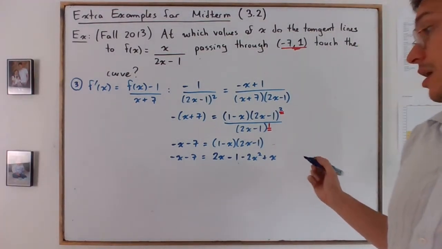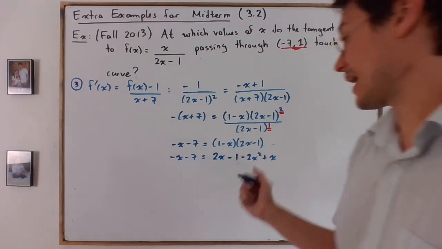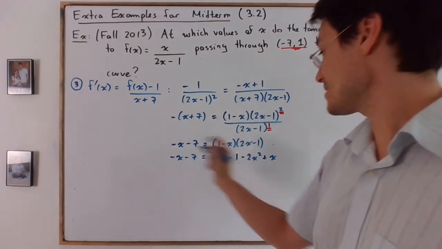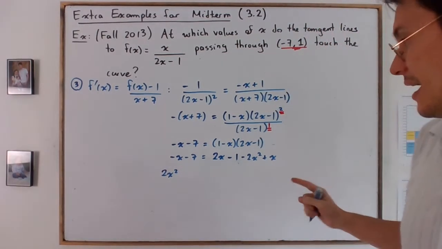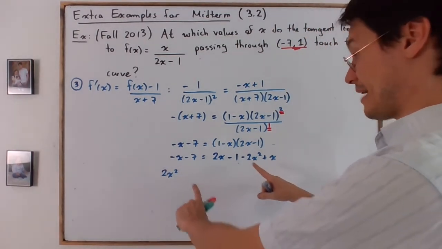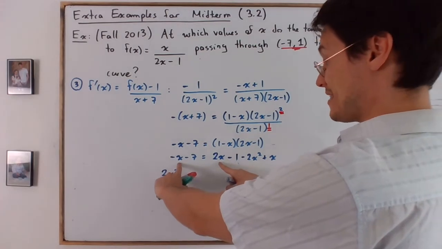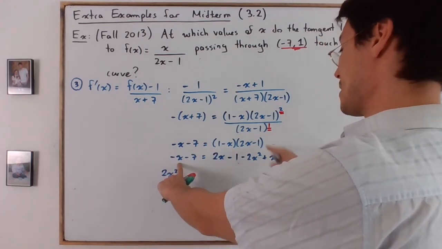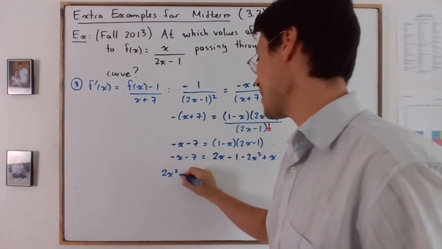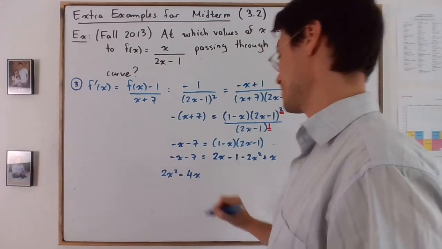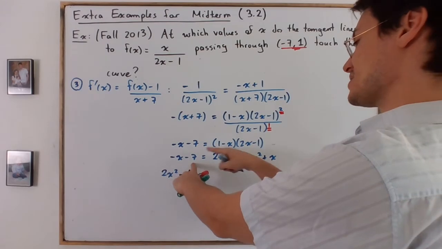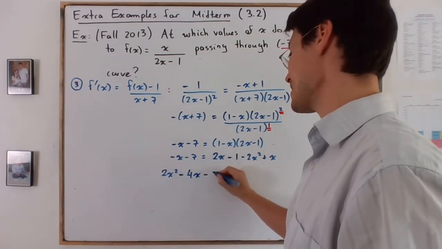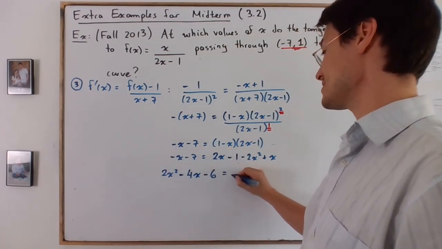And then we need to combine the like terms in the appropriate way. So let's send the 2x squared on the other side. And what about the x's? Okay, this we have to be careful. So we're going to have negative x minus 2x minus x. So minus 4x. And then we have negative 7 plus 1. So negative 6. This is equal to 0.